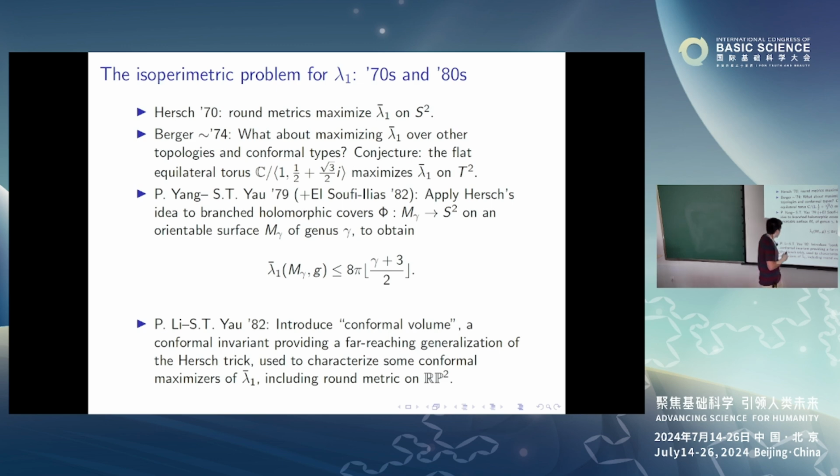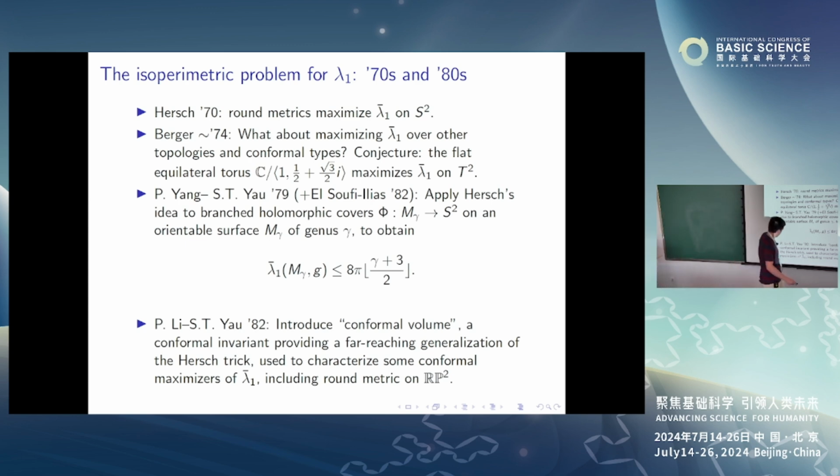So in '82, Li and Yau improved on this a little further. They stretched the Hersch trick almost as far as it could go by introducing something called conformal volume, which involves conformal maps into higher dimensional spheres. Using this, they were able to get a good trick for computing these first eigenvalues for lots of conformal classes, not necessarily maximizers among all topological types. For instance, for RP2, where there is only one conformal type, they were able to show that the maximizer is the round metric.